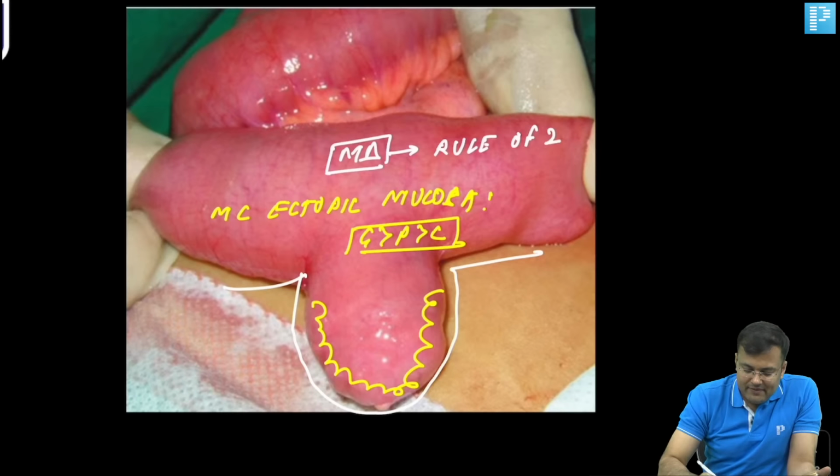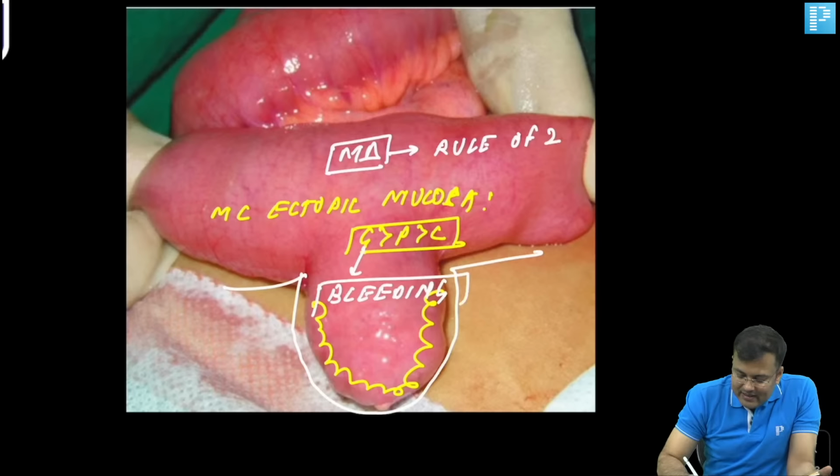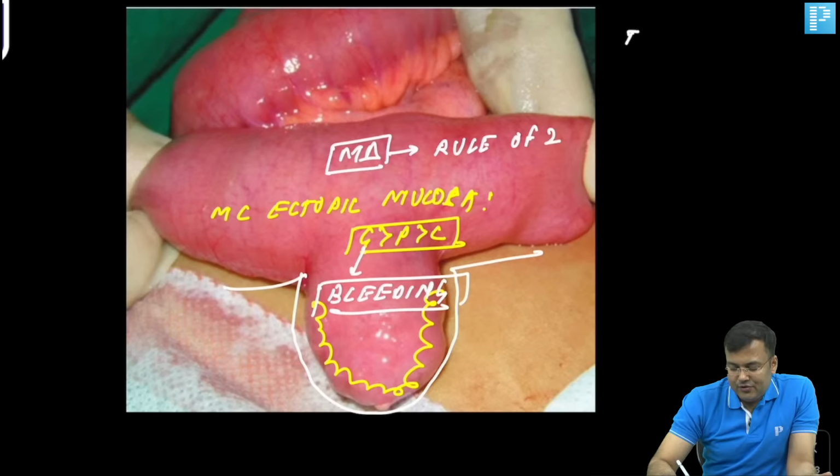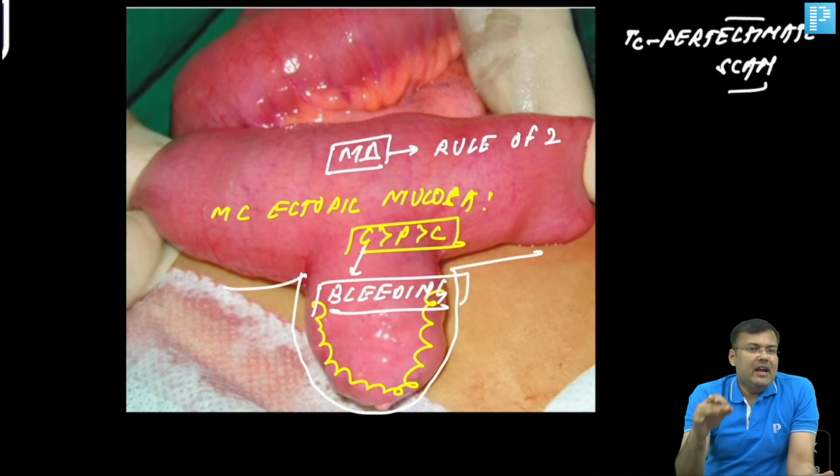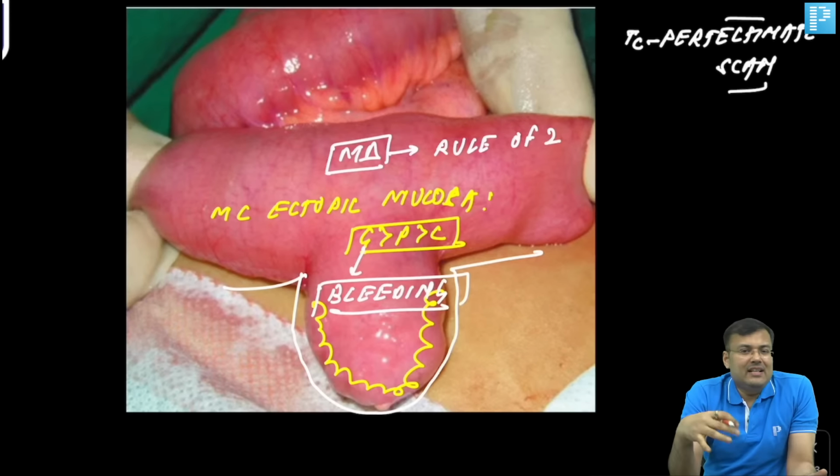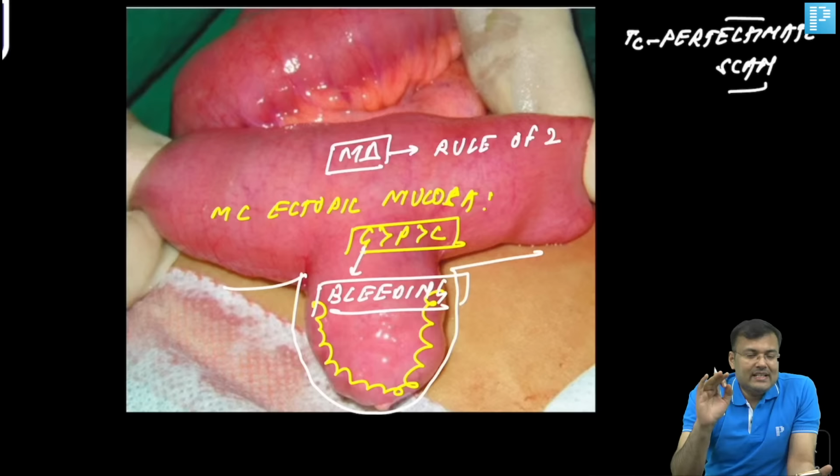So what is the most common manifestation? It can lead to bleeding. How can you detect the bleeding? Technetium pertechnetate scan. That's why you know the investigation of choice is technetium pertechnetate scan. Clear? These are important questions: most common manifestation is bleeding, and the most common symptom in adults is abdominal pain. So, this is Meckel's diverticulum caused by persistent vitello-intestinal duct.